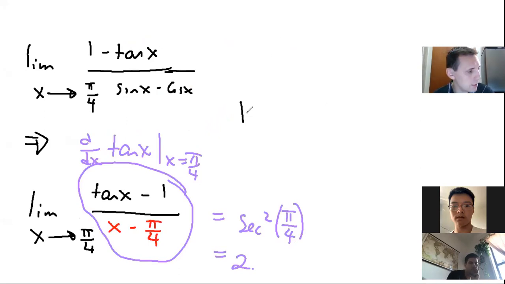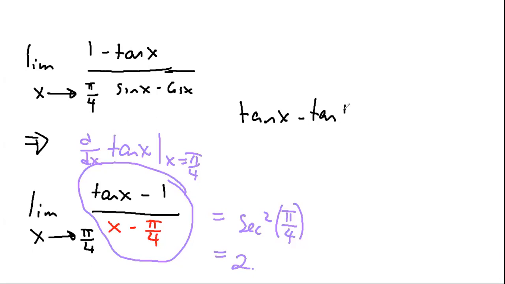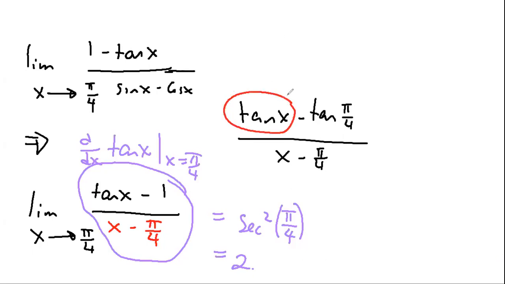Like this, you see, this is what I'm seeing when I see minus 1. I see tangent x minus tangent pi over 4. And here I see x minus pi over 4. And I recognize that someone is differentiating the tangent function. Do you get it now?